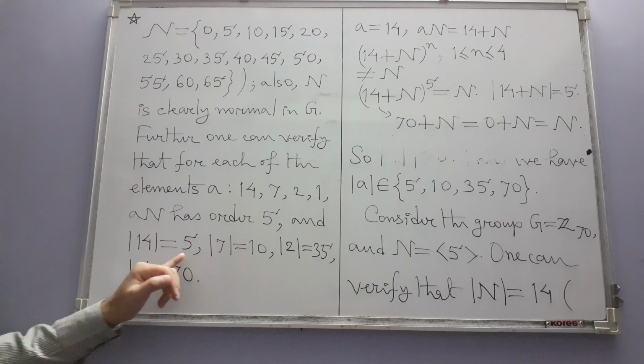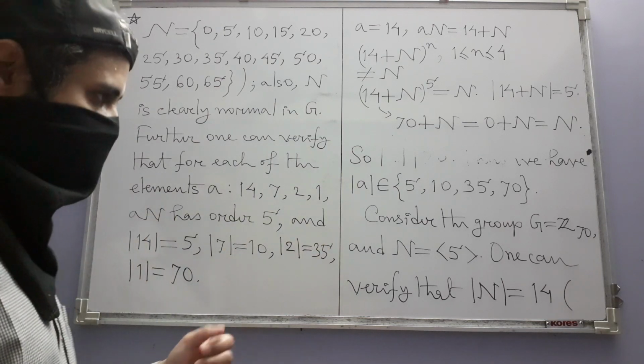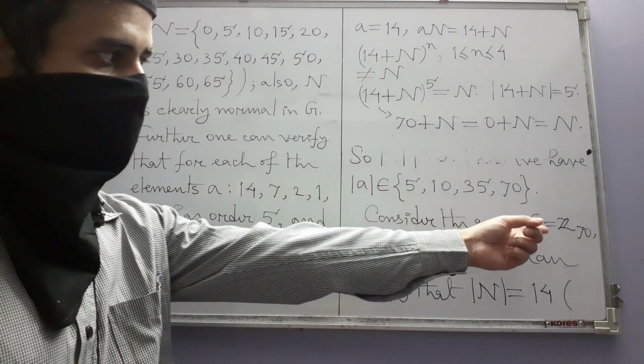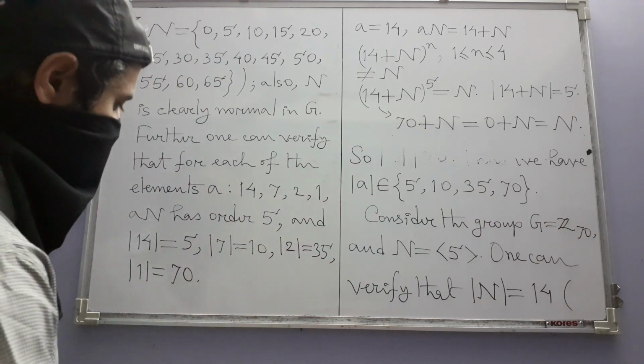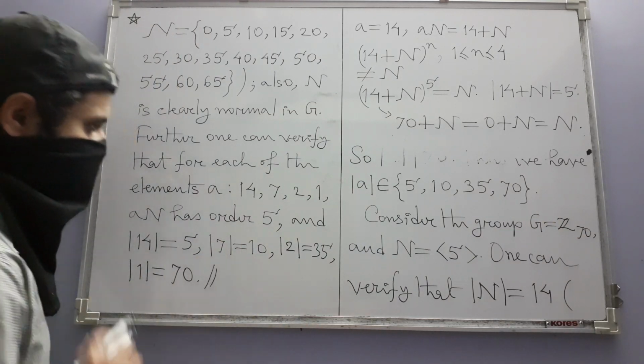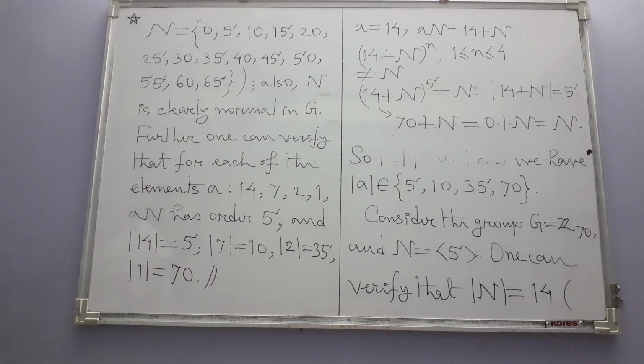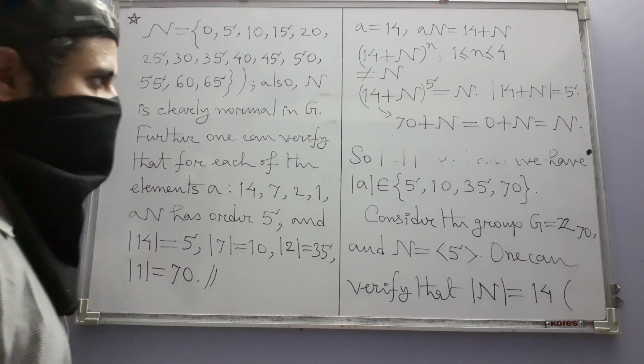And to see that these orders are these numbers, of course you can calculate in the original group, so that will give you these numbers. So this completes the solution. Okay, let us now see the next one.